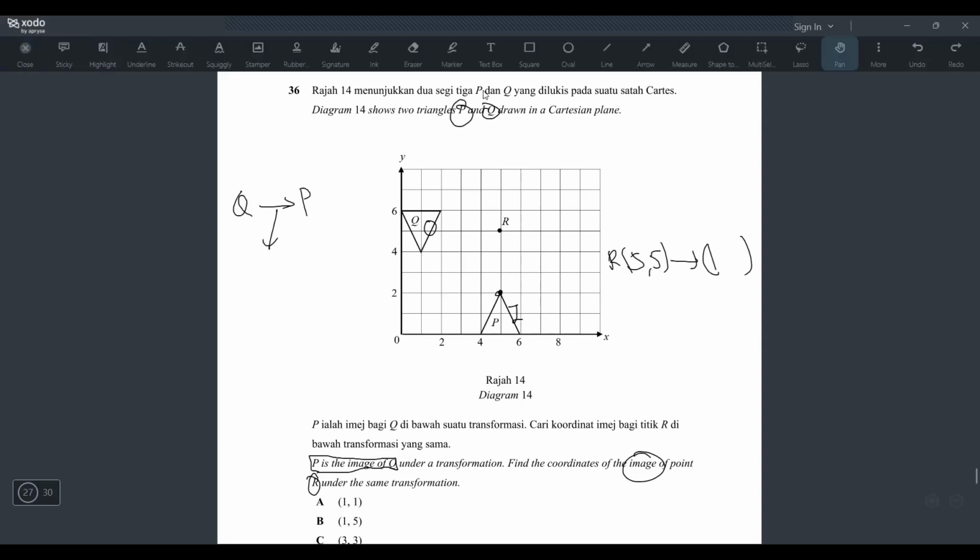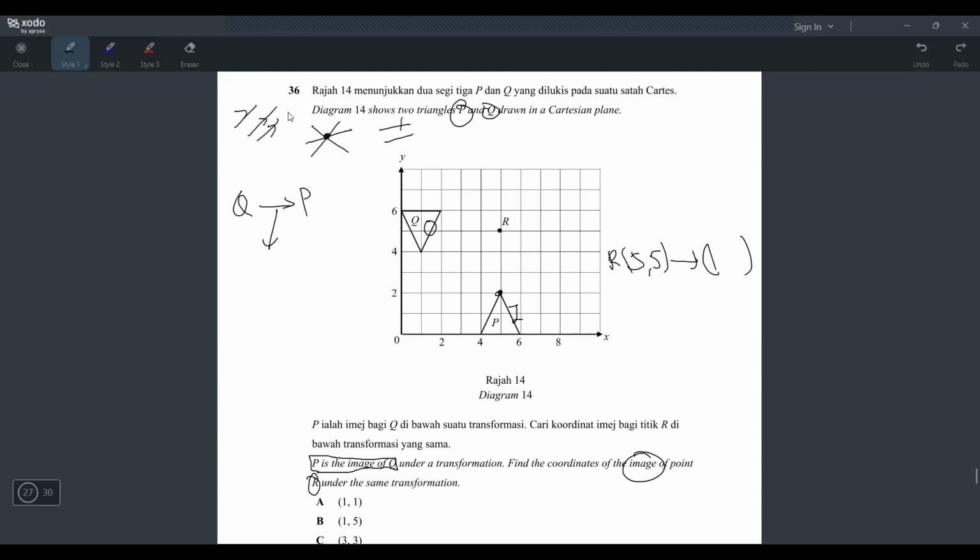So if you don't know whether it's reflection or rotation, I always teach in class to draw lines, right? If after you draw your lines, all your lines look parallel, it is reflection. If all the lines intersect at one point, it is rotation 180. But if it's not this and not this, it's very messy, then it's rotation 90 degree. So now we try to draw the 3 lines.